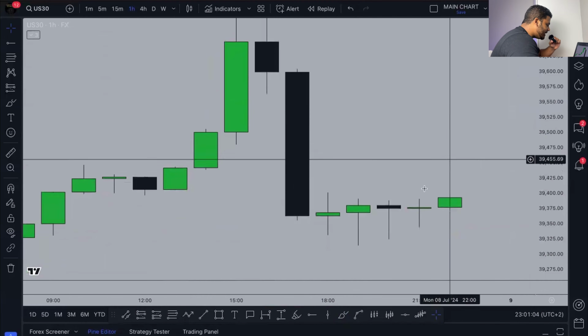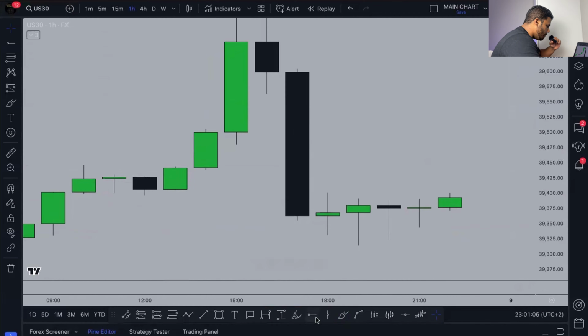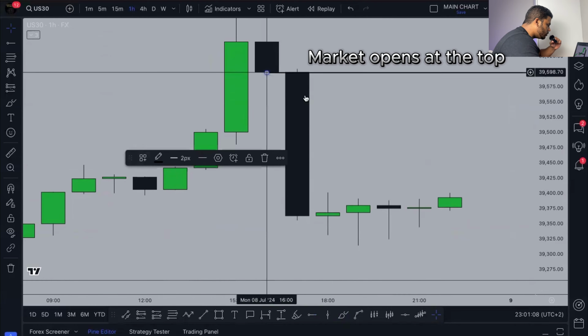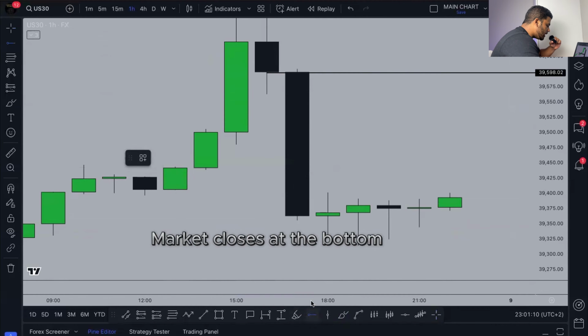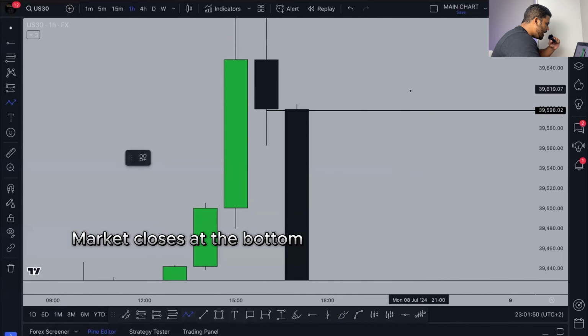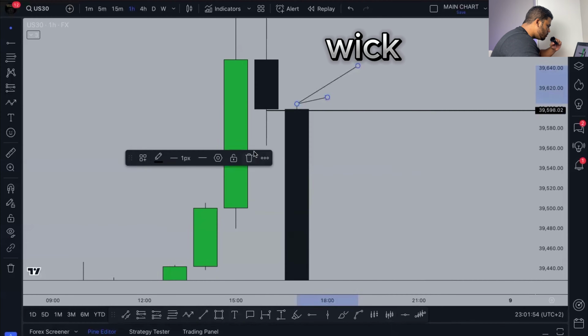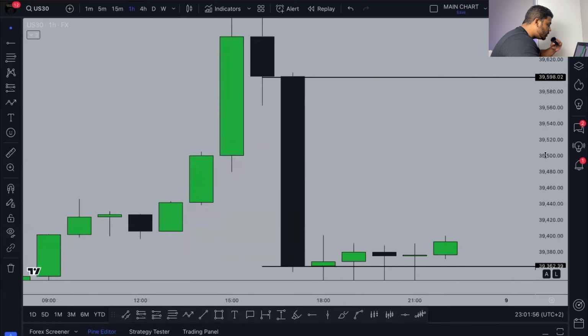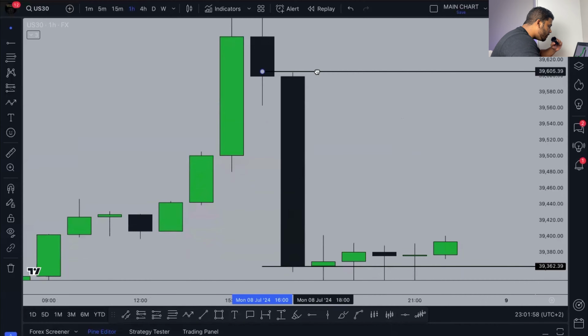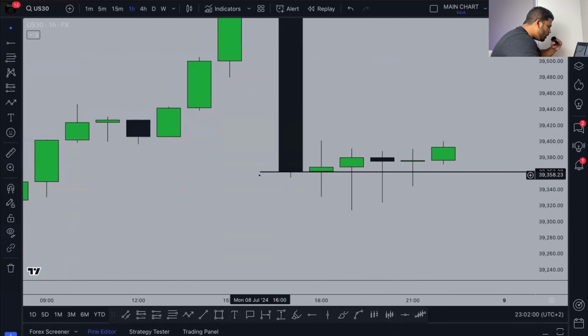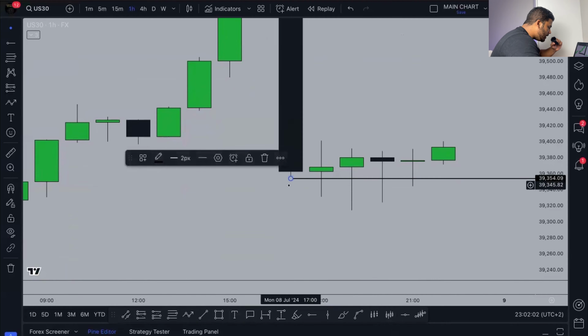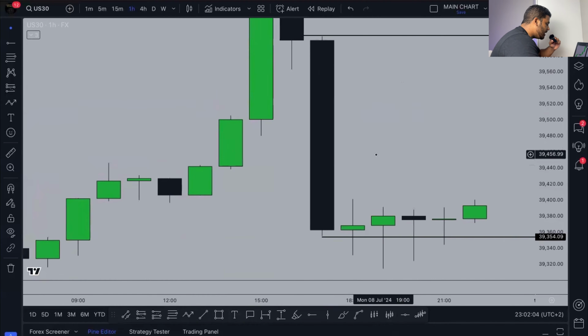Now with that being said, traders, let's go over a bearish example. As you can see, the market opened right on top here and closed at the bottom over here. On top, we have a wick over here, very small. However, there's a wick showing the specific high of the candle, and down below there's a wick at the low right there to show the low of the candle.